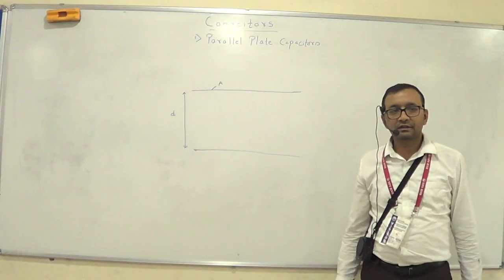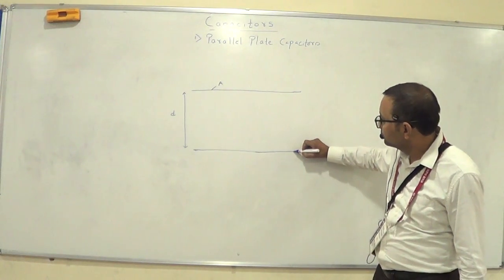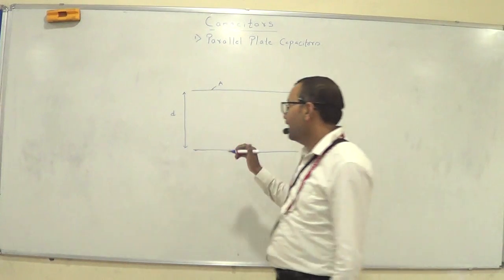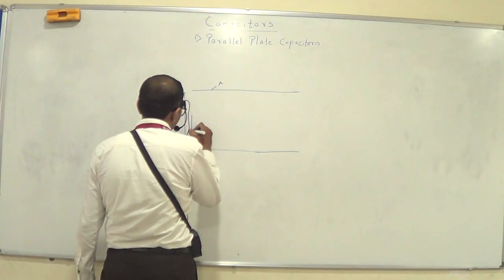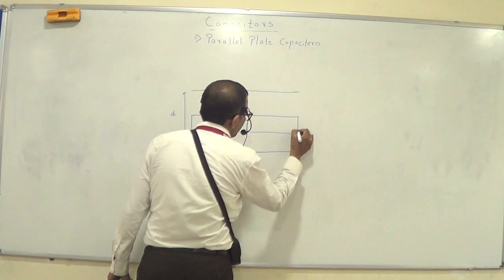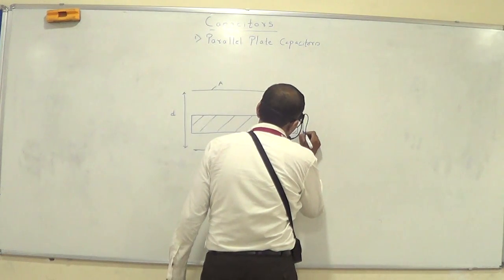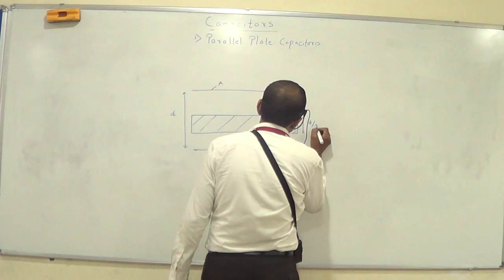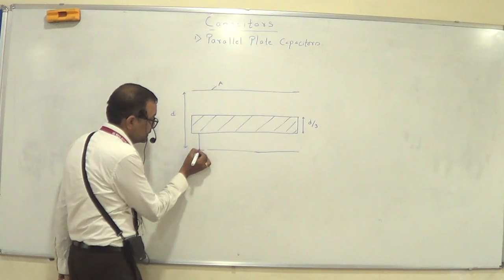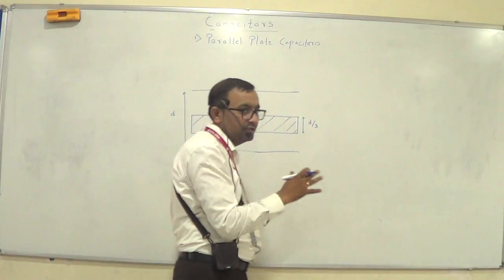Now the focus is on numericals, board exam as well. Alright, so this is the capacitor which is given, and in between there is a dielectric. The width of the dielectric is D by 3. Fine? Okay? Fine? You need to find the capacitance of this.